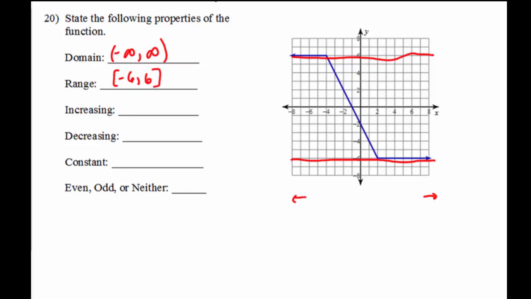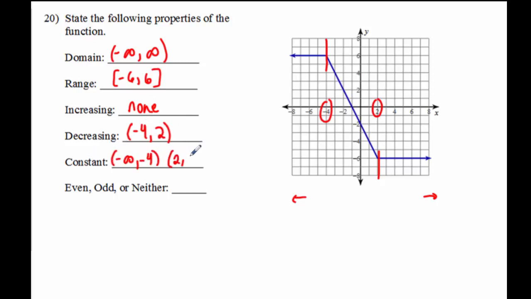I'm gonna erase that. We are not increasing at all on this graph. We just decrease in the middle and are constant on either side. We only put our x values on increasing, decreasing, and constant. So I'm not increasing, I'm decreasing here between -4 and +2. And then I'm constant from -infinity to -4 and from 2 to infinity.